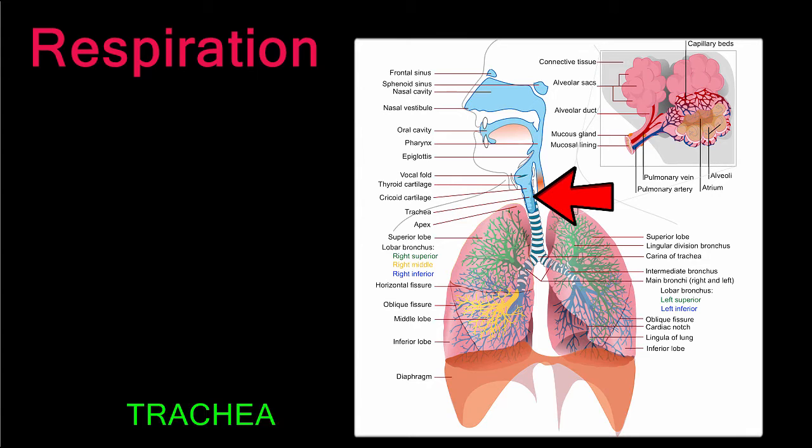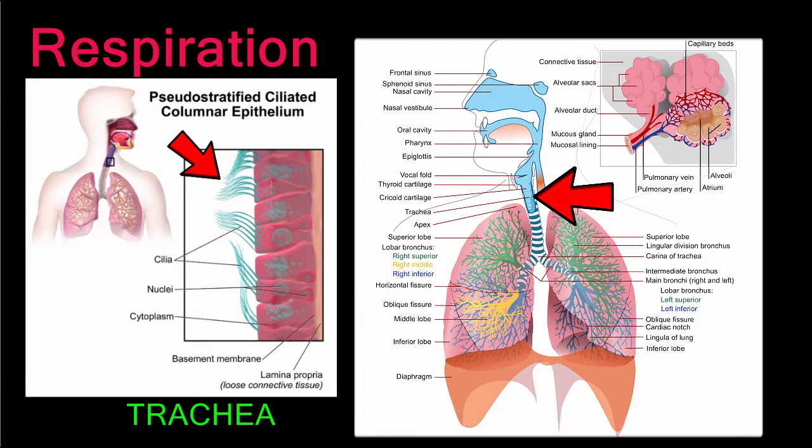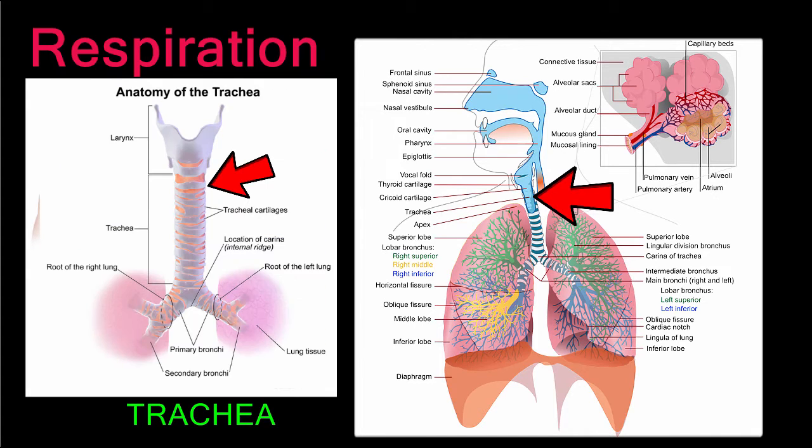Next is the trachea, or windpipe. Just like the nasal cavity, the inside of the trachea is lined with cilia that sweep foreign particles out of the airways. On the outside, the trachea is ringed with cartilage to prevent the tube from collapsing.